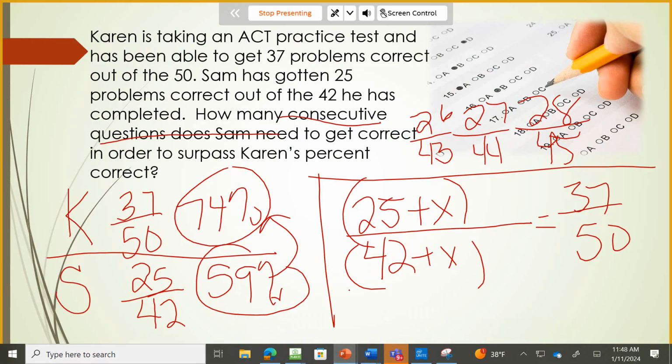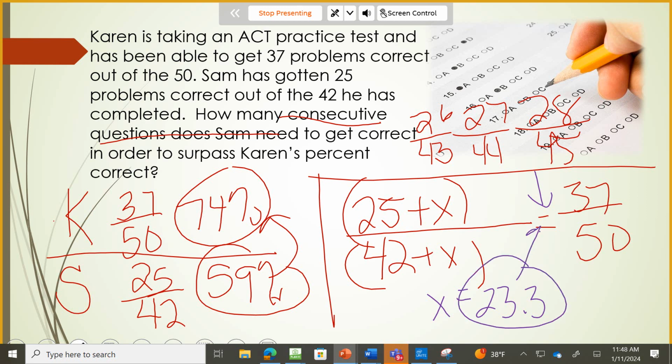It's the last problem we're going to do today. So I'm writing down x equals 23.3. So we know that Sam will equal Karen if he answers 23.3 questions. By the way, can you answer only 0.3 of a multiple choice question? You either answer 23 or you answer 24. With your current partner, which one does he need to answer? 23 right to surpass or 24? Go. Is it 23 or 24?